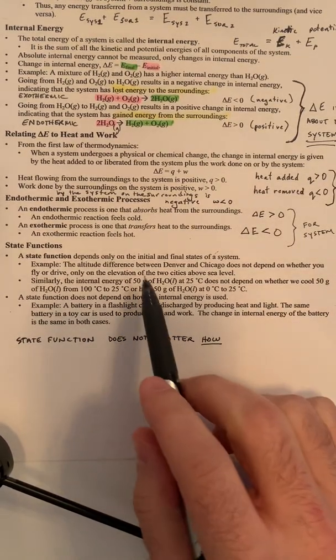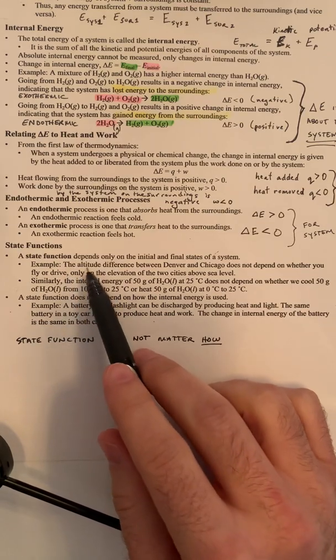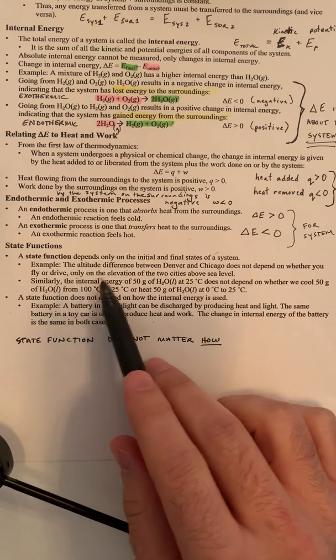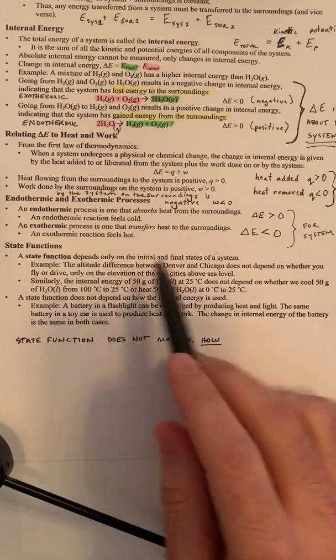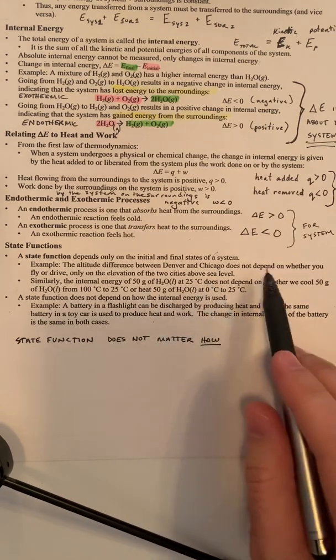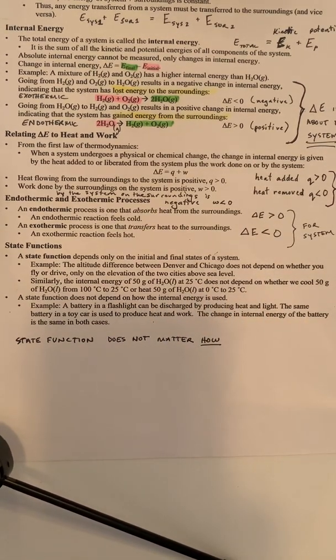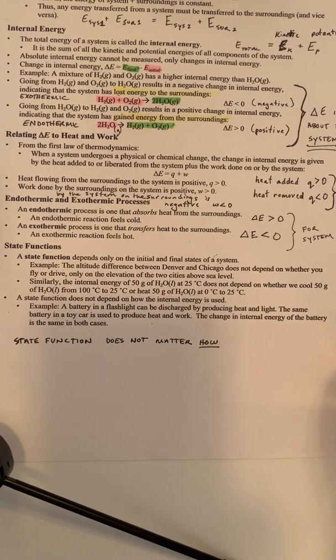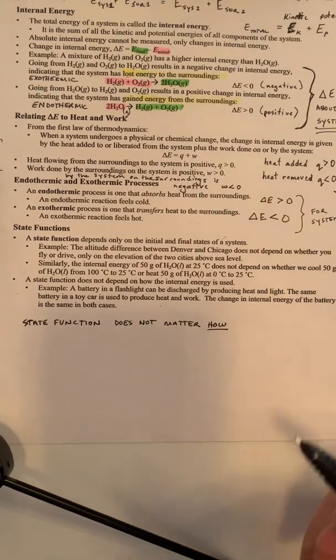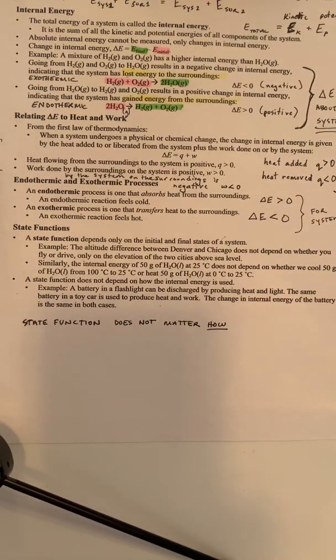Okay? So it says, for example, the altitude difference between Denver and Chicago does not depend on whether you fly or drive. It just depends on the beginning and the ending, only on the elevation of the two cities above sea level. So I don't know if people know displacement, like displacement versus distance.